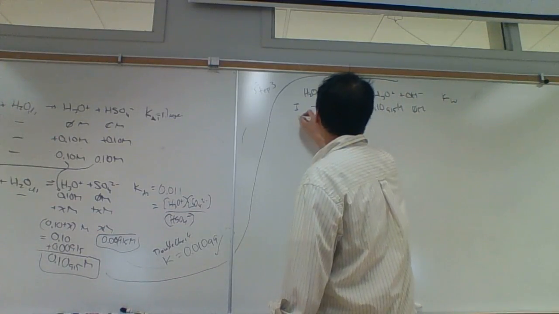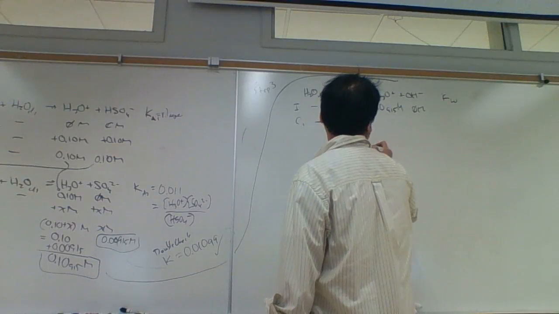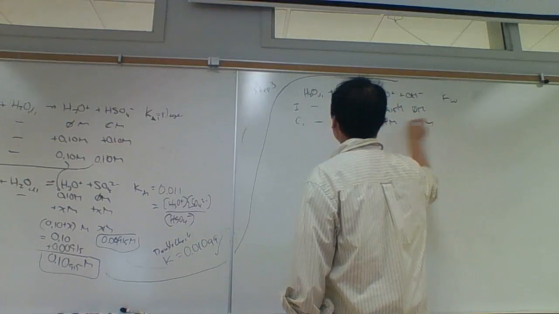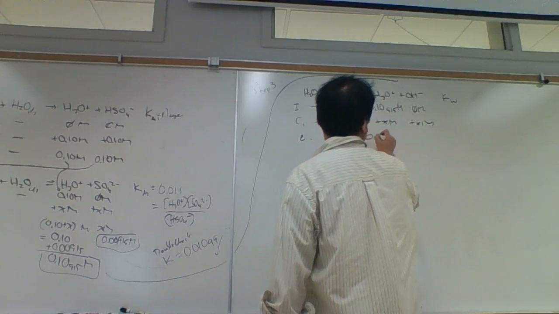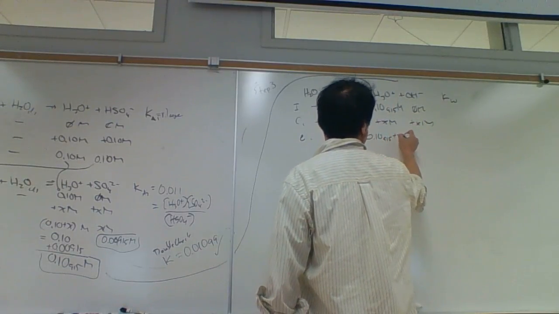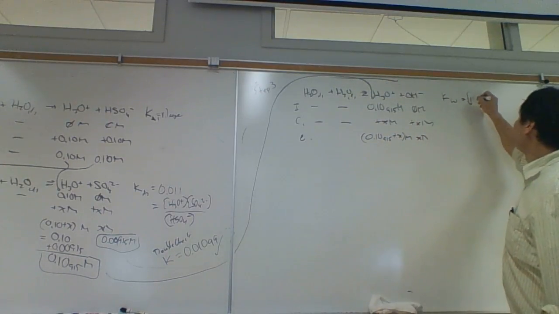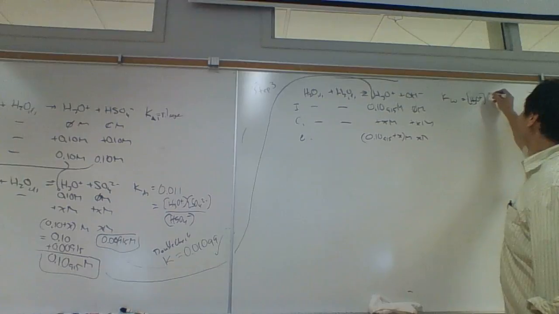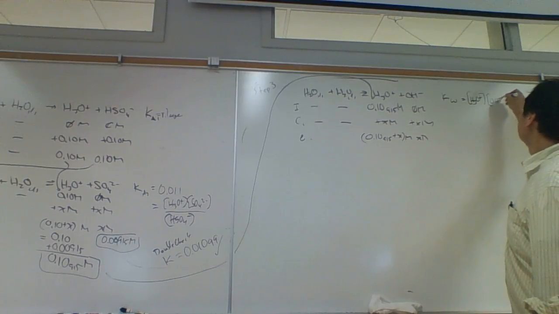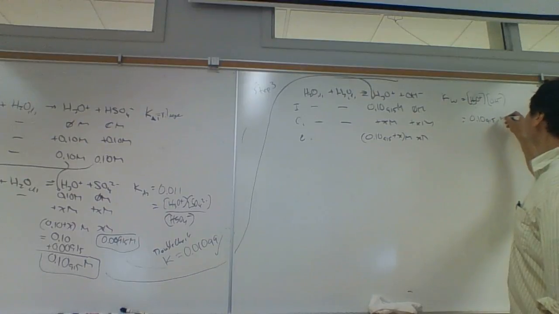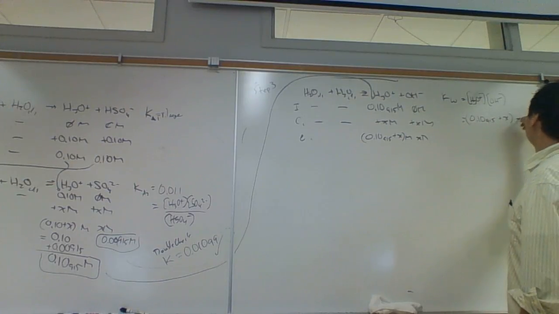So let's see. Initial water is a pure liquid, so omit that. And so this is going to be plus X molar, and then at equilibrium 0.10915 plus X molar, and then X molar. And so Kw is going to be the hydronium times the hydroxide. So this is going to be 0.10915 plus X times X.